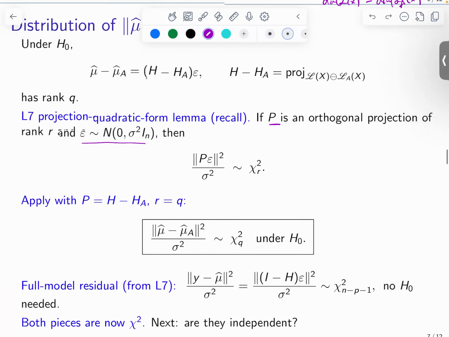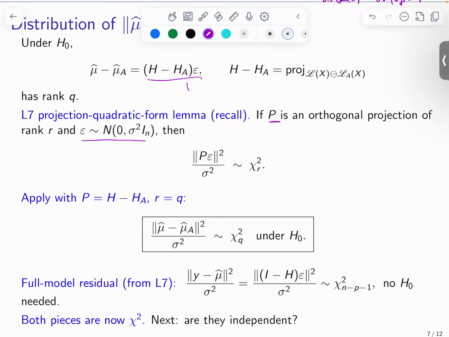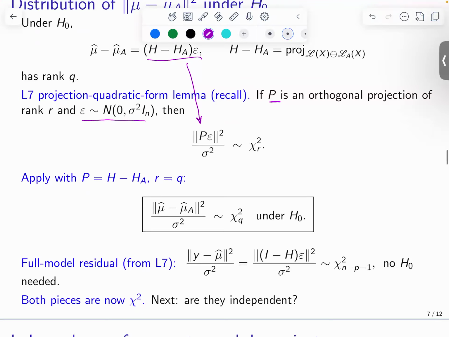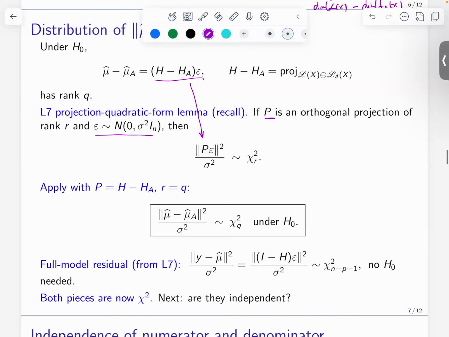So just plug in here, and you get that the norm of mu hat minus mu hat A squared divided by sigma squared, this norm squared divided by sigma squared, is chi squared Q. And the key is this is under H naught, not necessarily under H1. And why is that? Because this identity only holds under H naught.